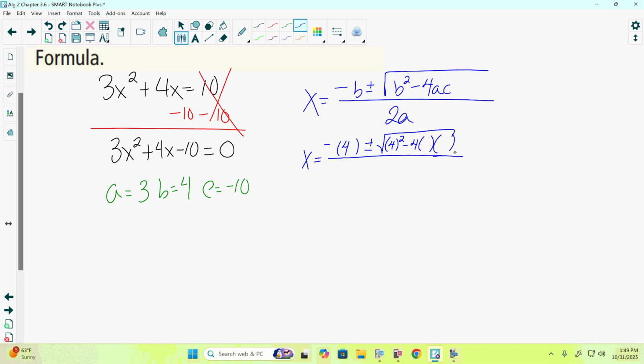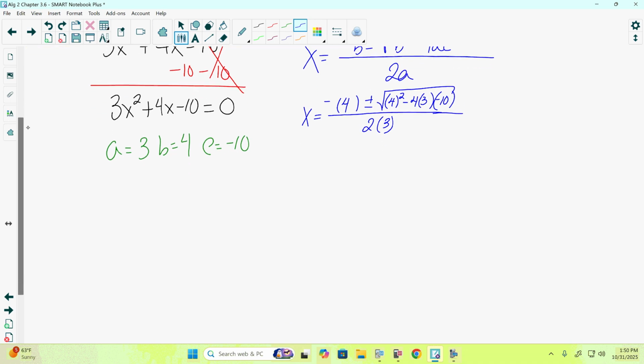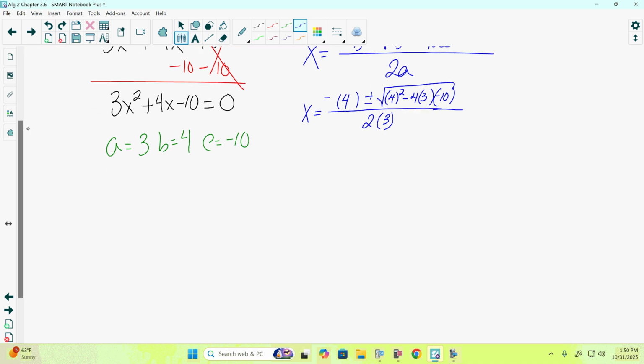A is 3. C is negative 10. All over 2A, so 2 times 3. So we plug A's value of 3 in its 2 spots. We plug B's value in its 2 spots, and then we plug C into the only place C shows up. Questions on this here?